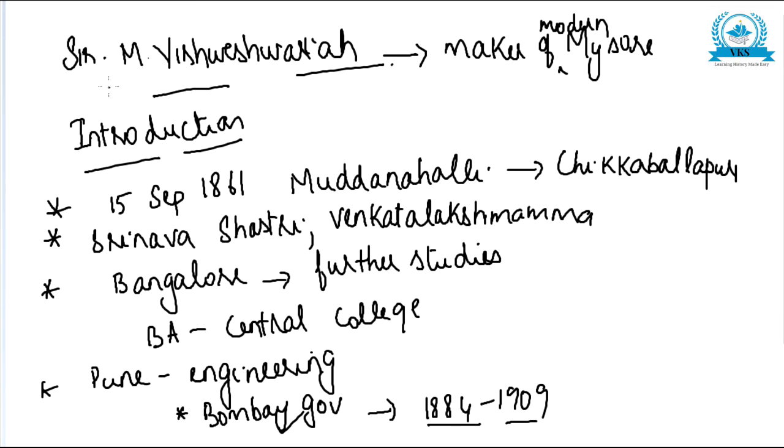So the question is, Sir M. Vishveshwaraya is called the maker of modern Mysore. Explain. We have to start with an introduction. He was born on 15 September 1861 at Muddanahalli in Chikbellapura district. His parents were Srinivasa Shastri and Venkata Lakshmamma. He completed his primary education in Chikbellapura, went to Bangalore for further studies and got his BA in Central College. Later he moved to Pune for his engineering studies. He served the Bombay government from 1884 to 1909.